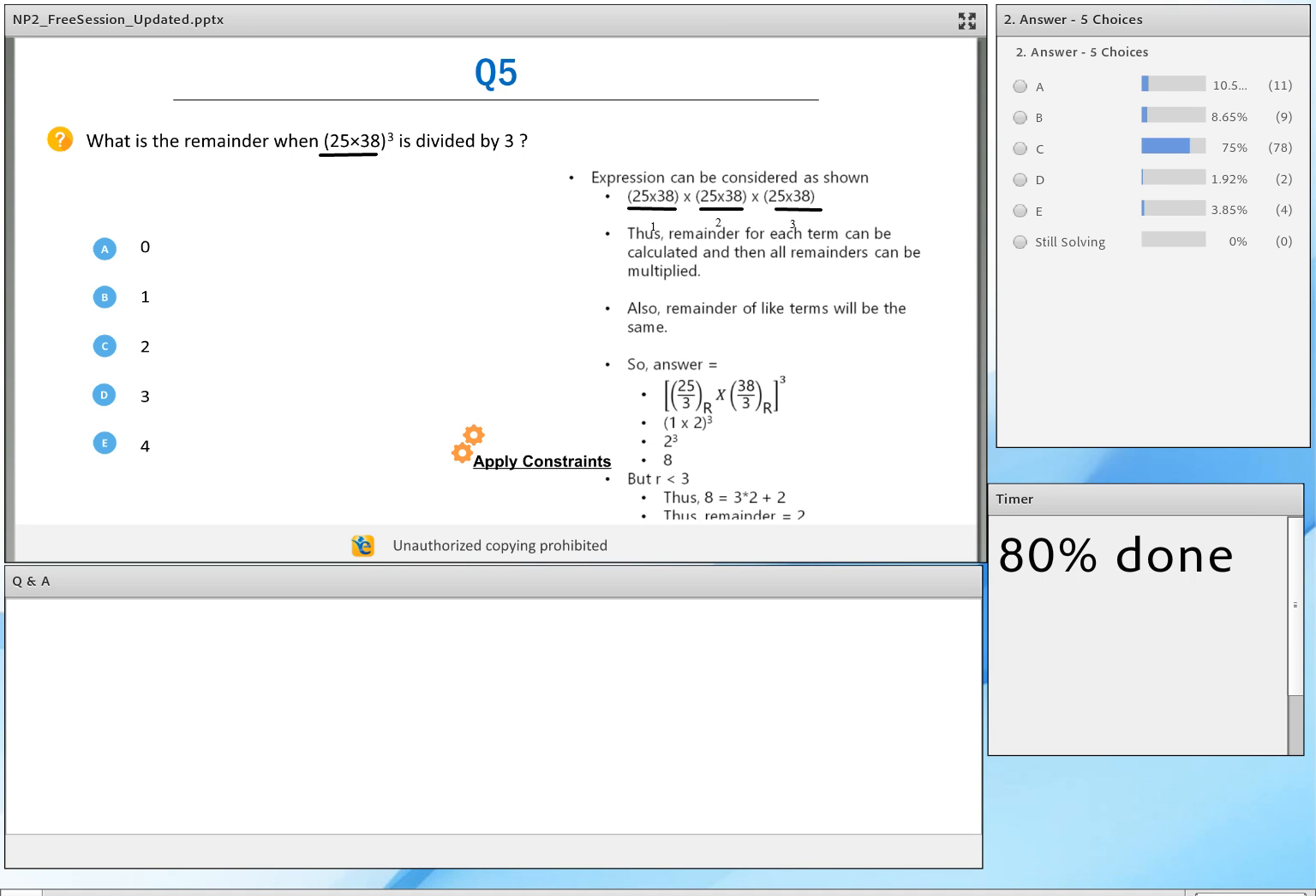So let's find the remainder of 25 times 38. We apply our multiplicative property. The remainder of the product is the product of individual remainders. So 25 by 3, my remainder is 1. 38 by 3, my remainder is 2. Because we have these terms 3 times, we cube this entire thing. So 1 times 2 to the power 3, we get 2 to the power 3, which is 8. But remember, the constraint is the remainder has to be less than 3. So we express 8 as 3 times 2 plus 2, and we get the correct answer as 2, which is choice C.